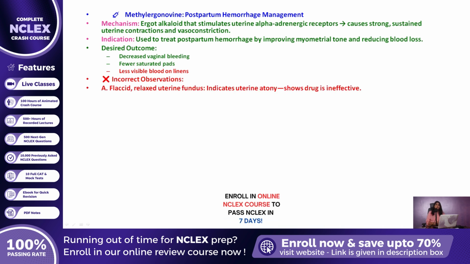Option A, a flaccid, relaxed uterine fundus, is actually a sign of uterine atony, which is the very condition methylergonovine is intended to correct. If the uterus remains soft or boggy, it means the medication is not working effectively.